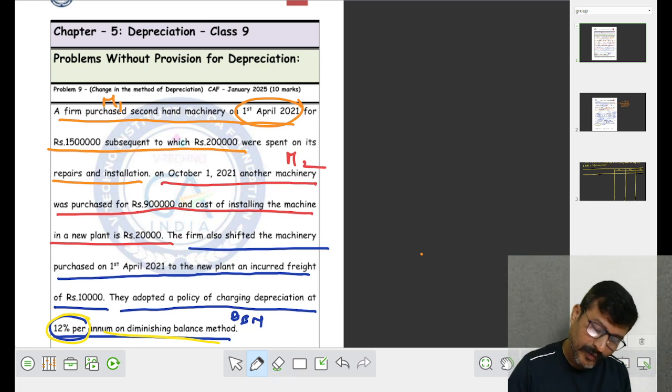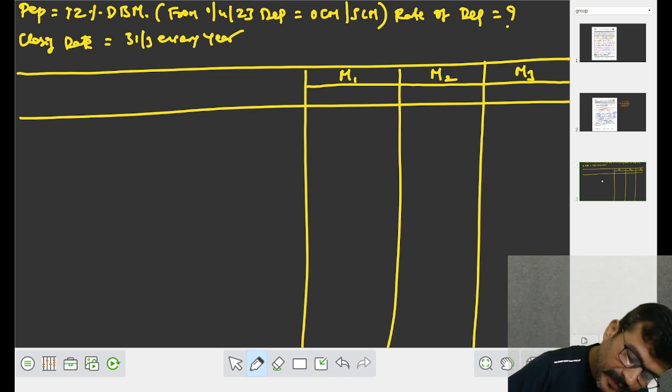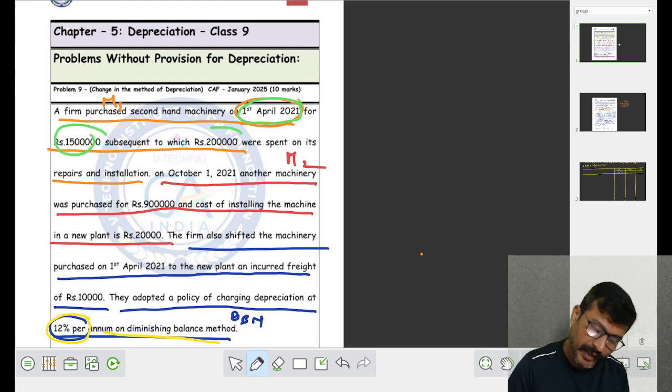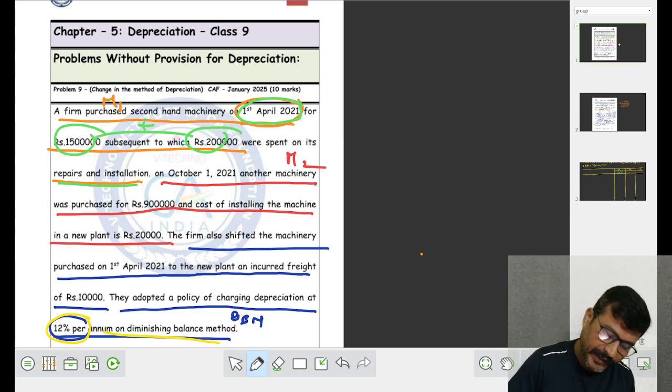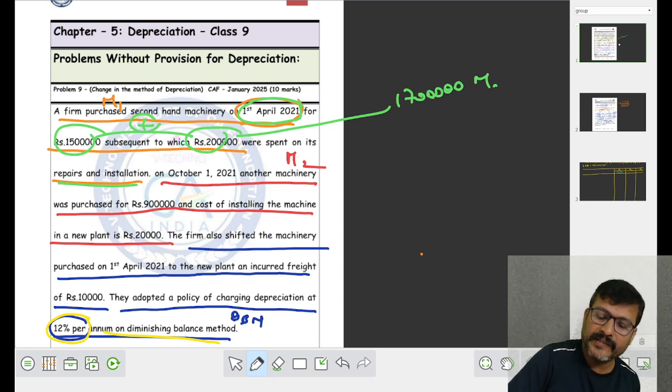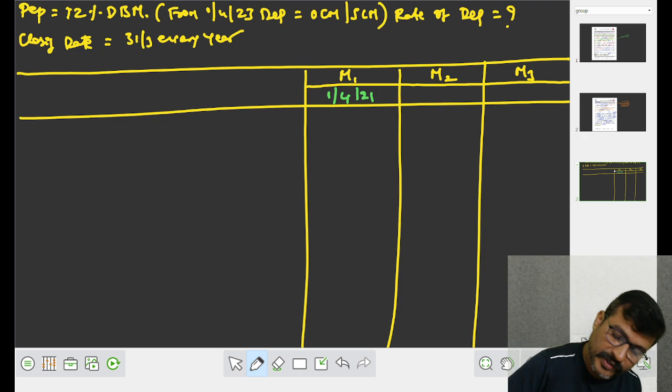Now, M1 was purchased on 1st April 21. When it is purchased? On 1st April 21. For how much? 15 lakh and 2 lakh spent on installation. 15 lakh plus 2 lakh, it comes what? 17 lakh is the value of M1. Did you understand?